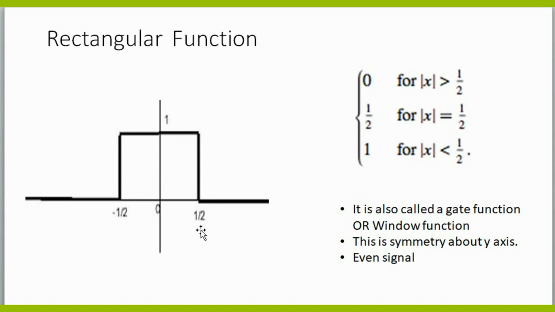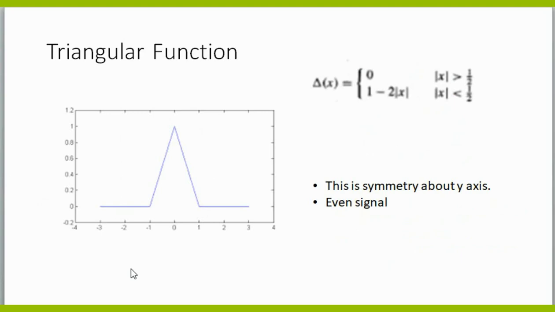Okay, so now if I give the time period as minus half to plus half, then its amplitude will be maximum between this, and there will be a steep decrease from amplitude 1 to 0 at minus half, and here also a steep decrease of amplitude 1 to 0 at plus half. So the total time period is minus half to half. So this is the rectangular function.